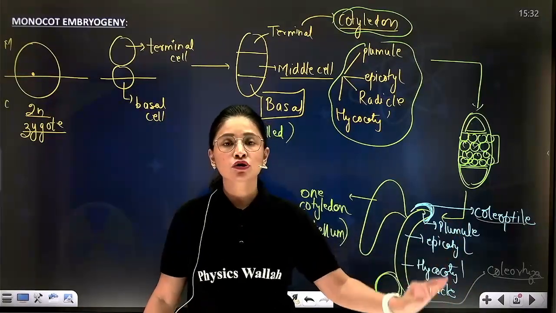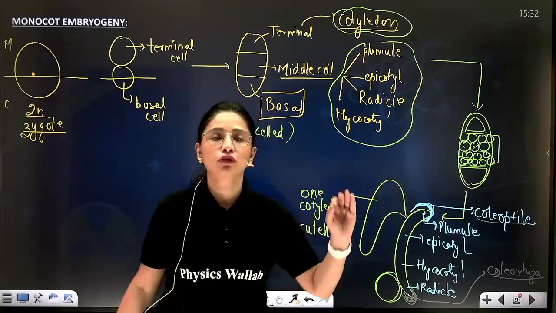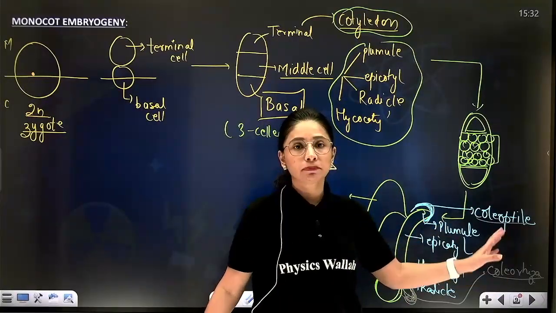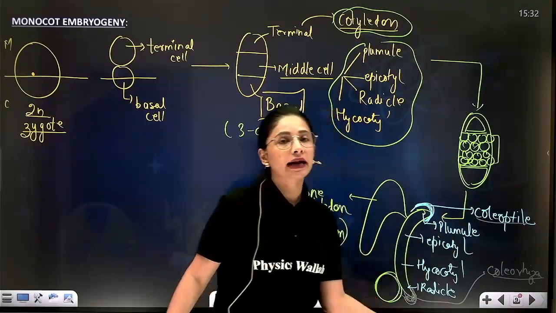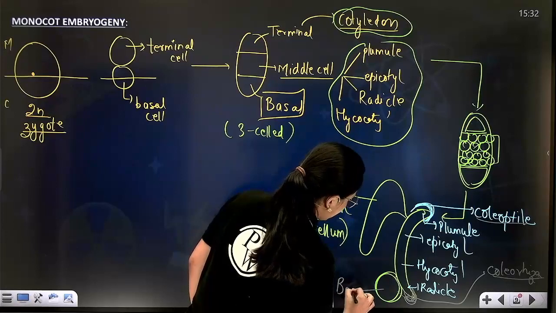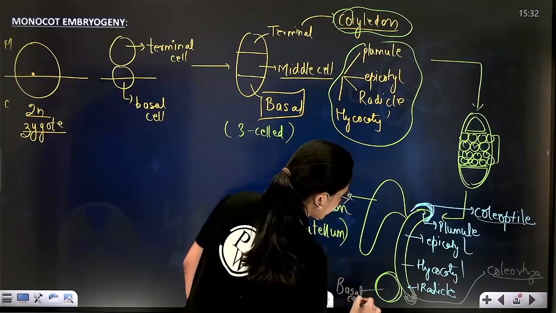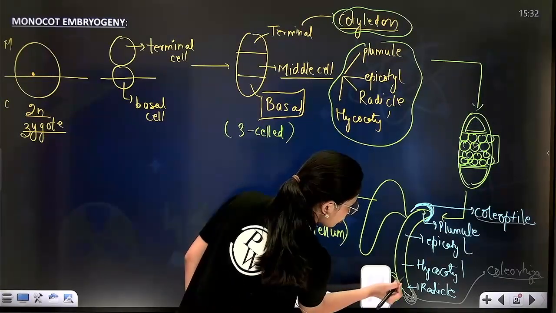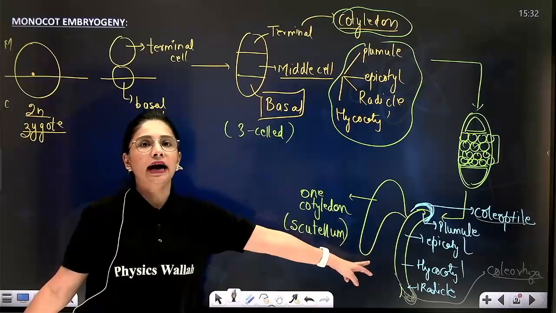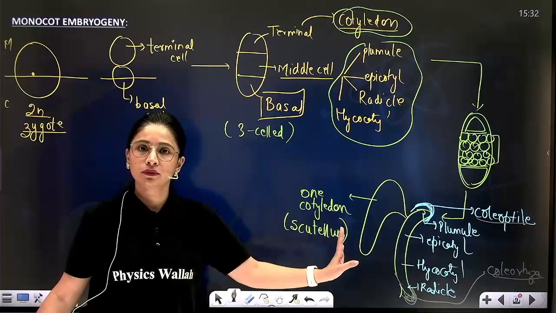That is the presence of coleorhiza and coleoptile. Coleorhiza and coleoptile are the protective structures that protect the radicle and plumule respectively. And this is your basal cell, which has done nothing. Later on, it is going to degenerate. So you remove it, and this much is your monocot embryo.